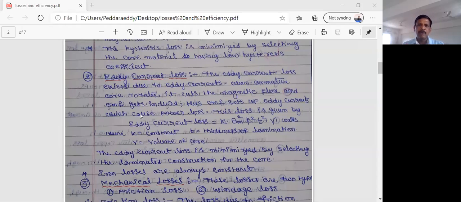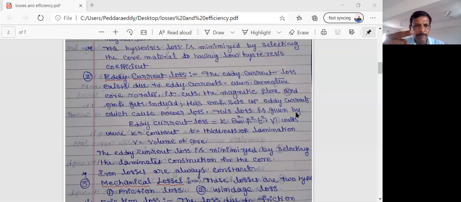So actually, when we give mechanical energy to the DC machine, the DC machine starts to rotate. So in a DC machine, the armature starts to rotate. When the armature core starts to rotate, the flux cut takes place in the armature winding as well as the core. The core is also made with conducting material, like silicon steel. Silicon steel is also a conducting material.